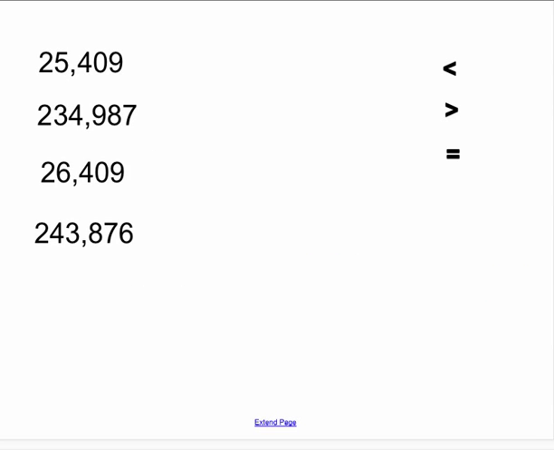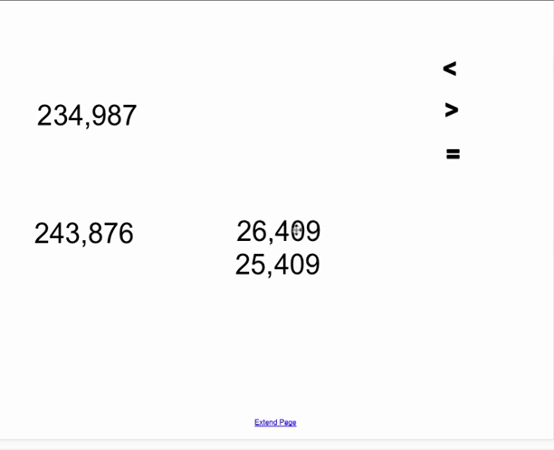Okay, now it's time for some practice. We have 4 numbers on the board here, and just for starters, I'm going to work with some of the even ones. 25,409 is my first number. I'm going to bring it down here and follow those steps that we were talking about before. Step 1 is that I'm going to stack my two numbers so that I can line up the ones place.